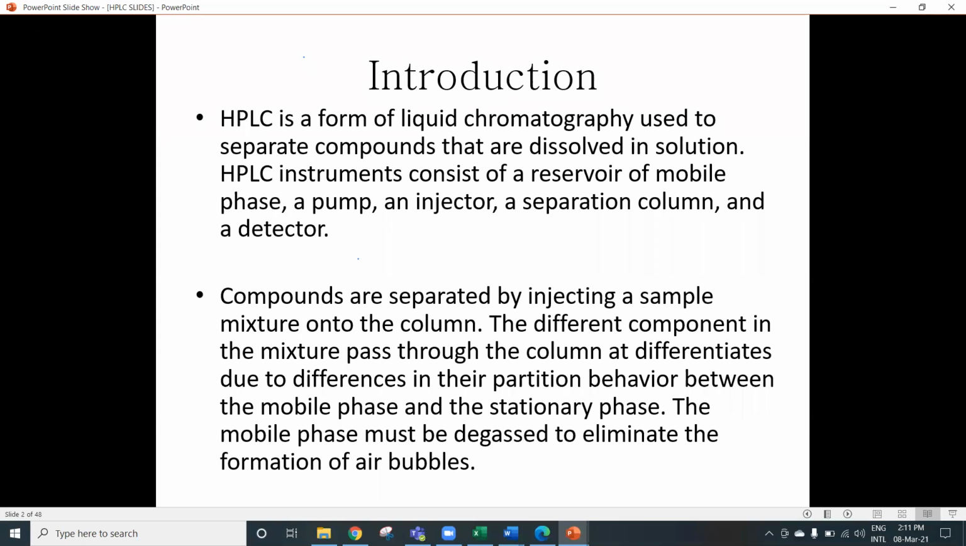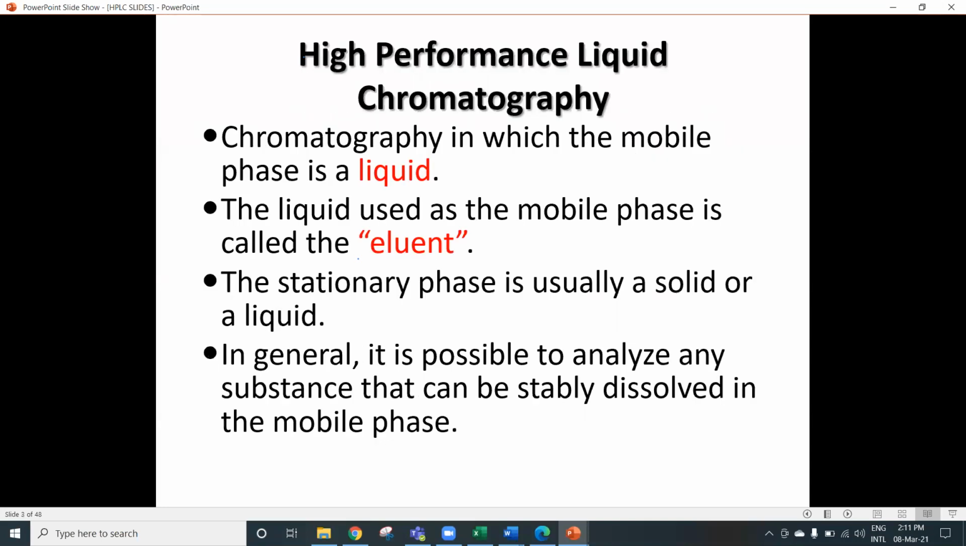Just as you have your GC column, there's a column here, and the different components in the mixture are made to pass through the column. They are differentiated by the differences in their partition behavior between the mobile phase and the stationary phase. So what separates is the partition of your analytes between the mobile phase and the stationary phase that brings about the differences in their separation.